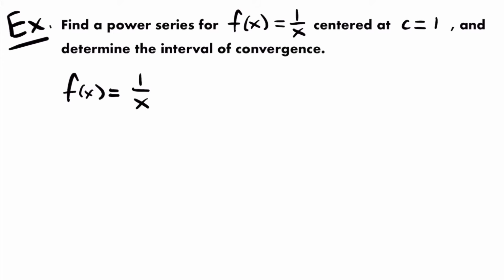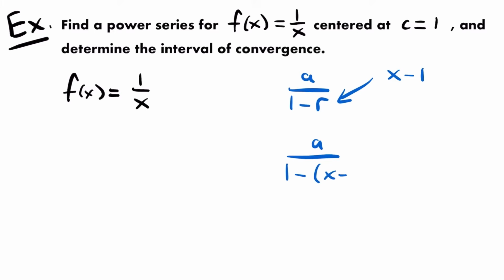Okay, so what we want here is our function to be in the form of a divided by 1 minus r. But in this case, r is not just going to be x, right? Instead, this power series will be centered at c equals 1, and so we want r to be x minus 1, right? So the form that we're looking for here is some constant a divided by 1 minus the common ratio of x minus 1.